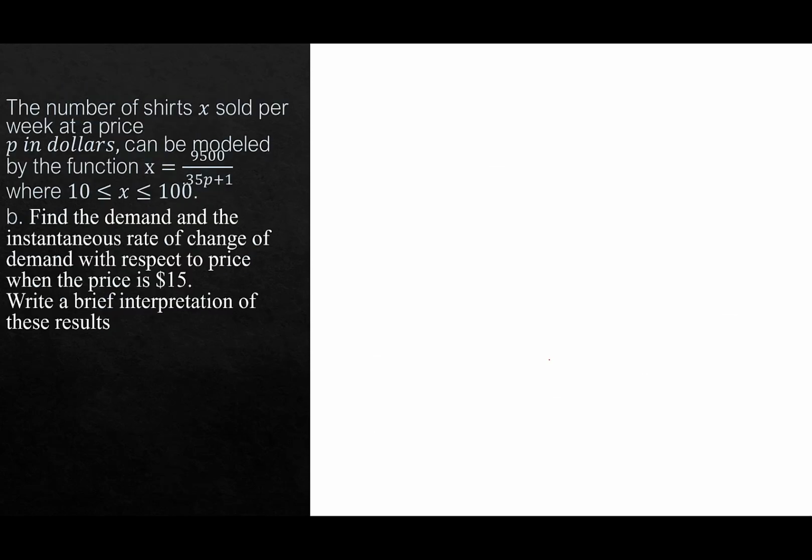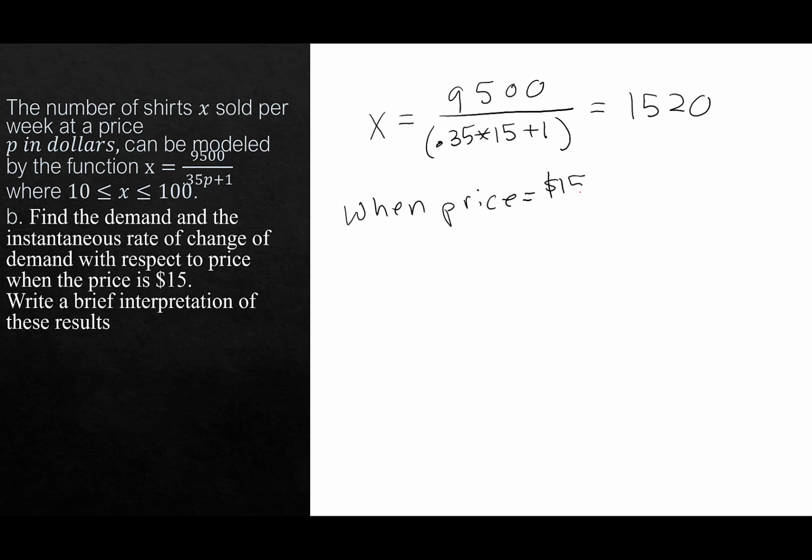Part B says find the demand and instantaneous rate of change of demand with respect to price when the price is 15, and then write a brief interpretation of these results. In the demand, when the price is 15, we're going to have x is equal to 9,500 over (0.35 times 15 plus 1). It might help to put parentheses around the denominator to make sure it's going to multiply 0.35 times 15 and add 1 before it does the division. This gives 1,520. So this says when the price is $15 per shirt, 1,520 shirts will sell.